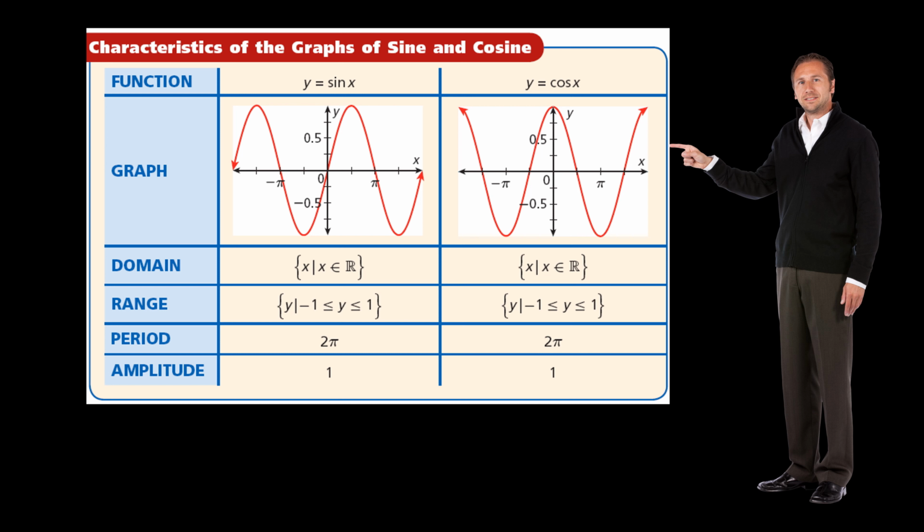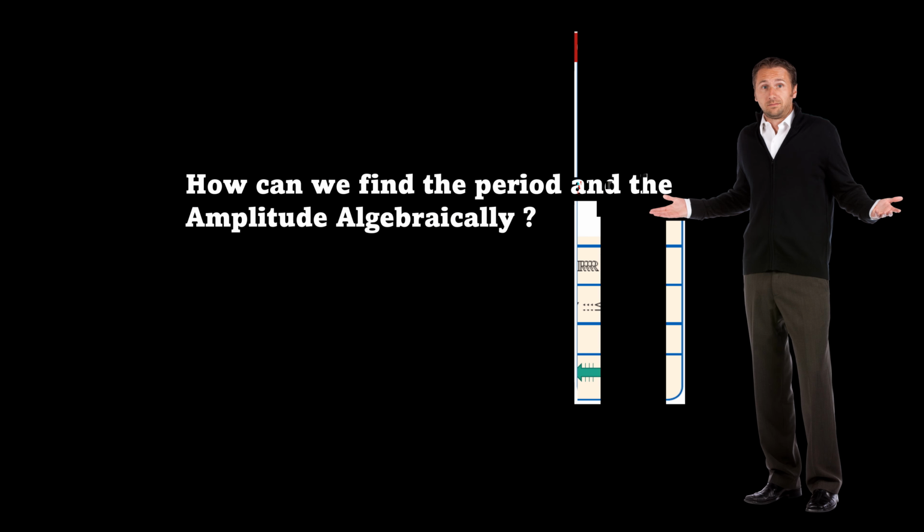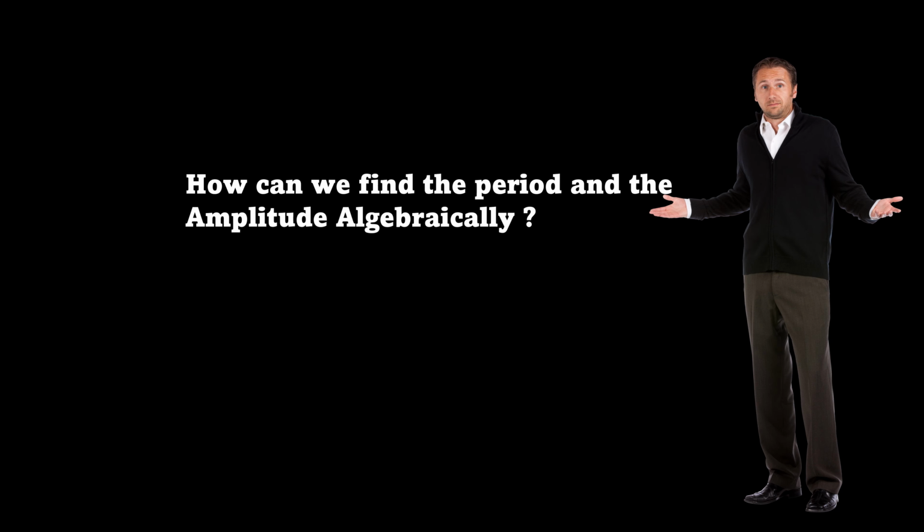We can see here the graph for each of sin x and cos x. The domain for both sin x and cos x is all real numbers, and the range is between -1 and 1. The period for both functions is 2 pi, and the amplitude is 1 for each. But the question is, how can we find the period and the amplitude?